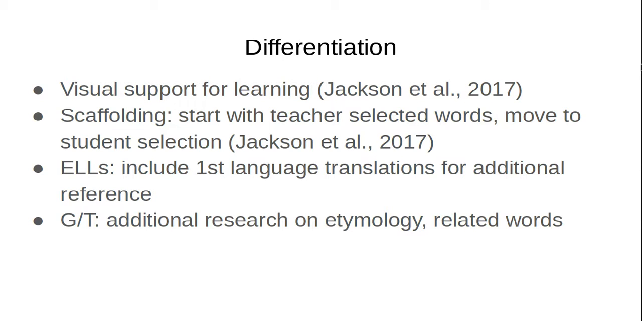Because they provide visual support for vocabulary, word walls already help to differentiate vocabulary learning. The process can be further differentiated by providing varying levels of scaffolding as needed, and by starting with teacher-selected vocabulary and gradually adding student-selected vocab. In a class that includes English language learners, it may be beneficial to include translations in those students' first languages to provide an additional reference for them. Gifted and talented students could conduct research and provide additional information on etymology and related words to add to the wall.